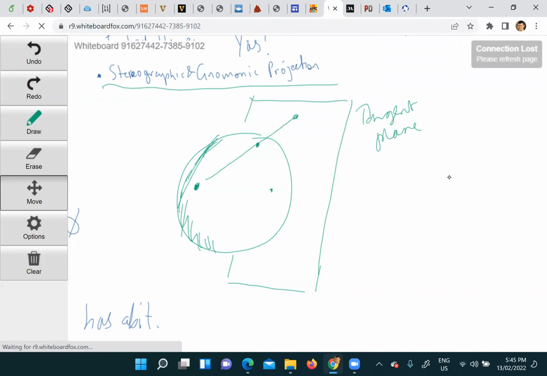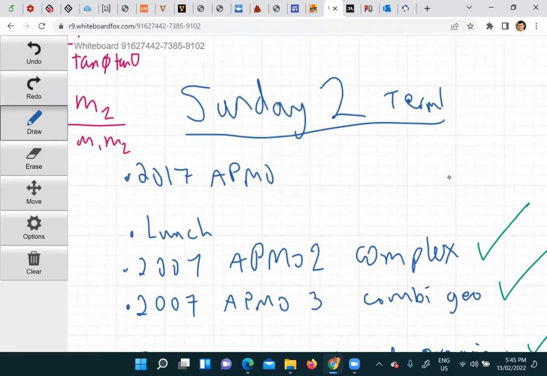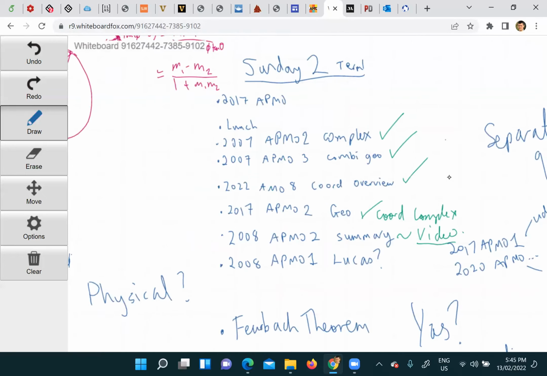I think there are two versions. One is where the plane passes through the center of the sphere, and that's the one I saw. The plane goes through the center of the sphere, so that might be the mnemonic projection.